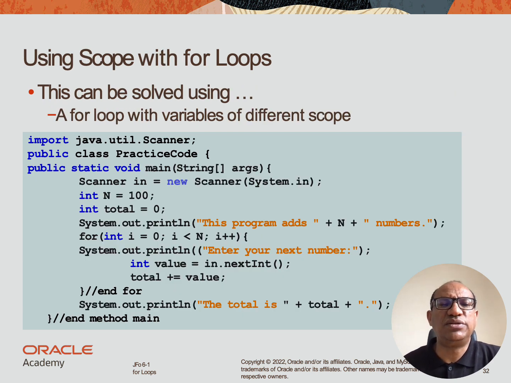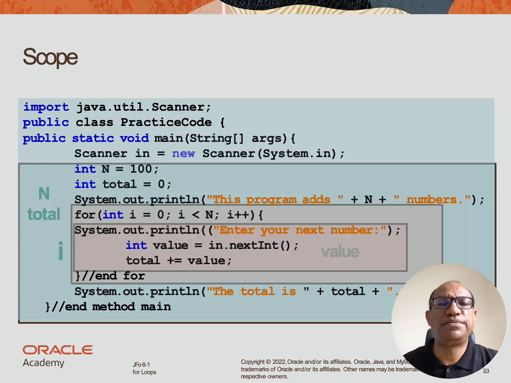This is a smarter solution. This loop reads 100 numbers and adds them up with just a few lines. Much cleaner. Here's how scope plays out in this program. i and value exist only inside the loop. total and n exist outside the loop and persist afterward. That separation keeps your code neat and prevents bugs.